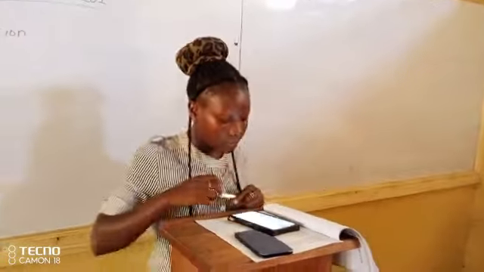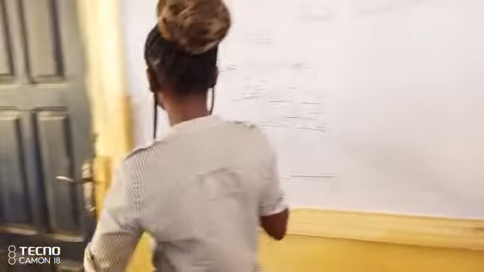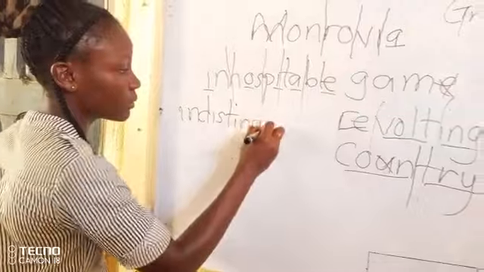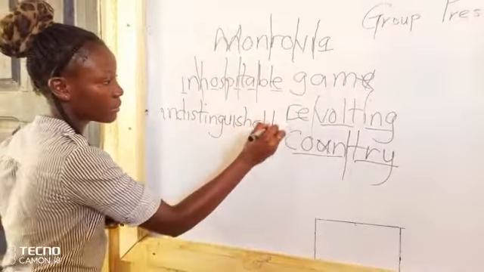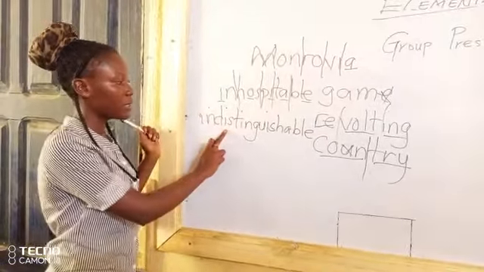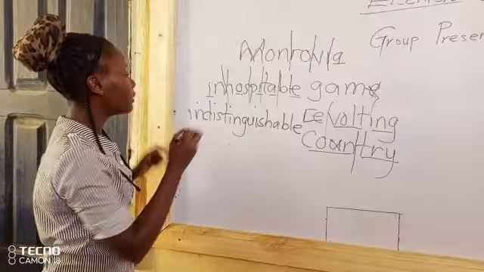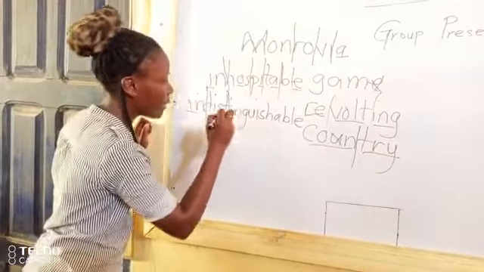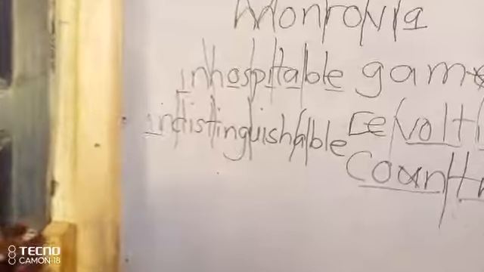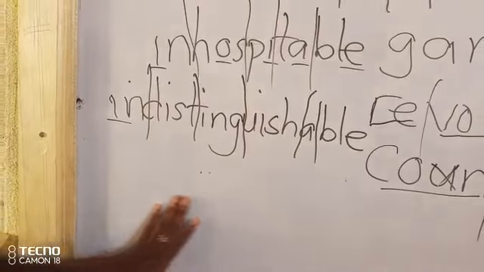And then the last type of syllabication we have, polysyllabic. This type of syllabication deals with many syllables. So example could be indistinguishable. So you find out that each vowel is making a sound, this is making a sound, this is making a sound, and you can divide them based on the number of sounds that you are hearing. So it's a polysyllabic word because it has many syllables.